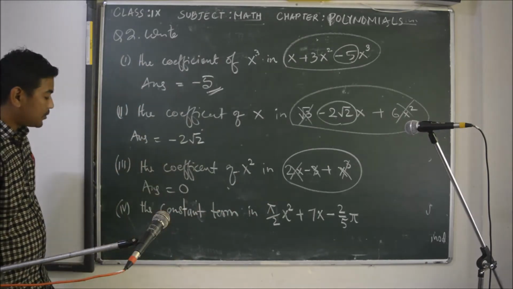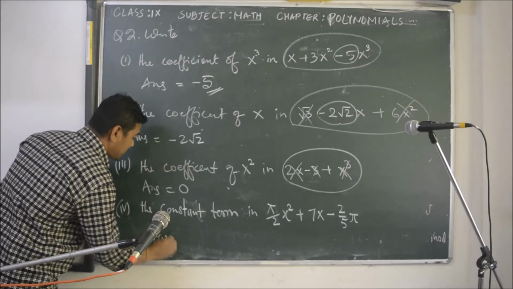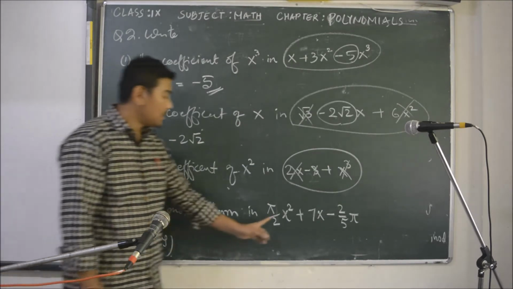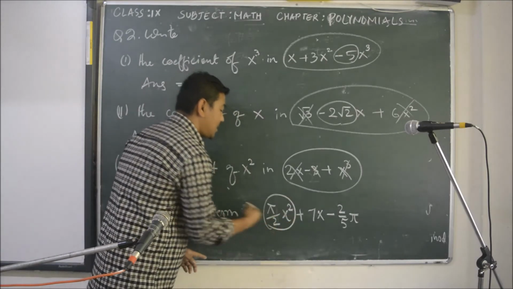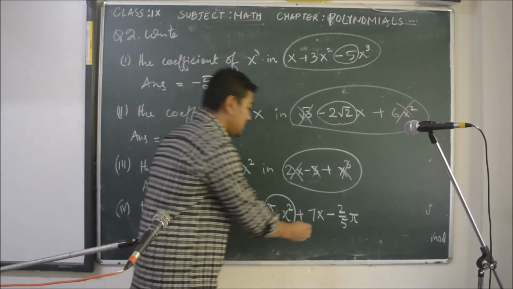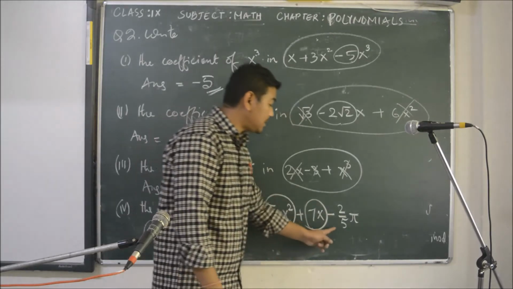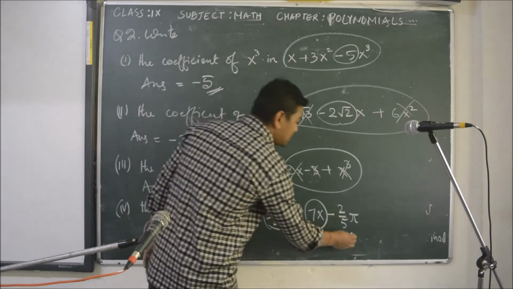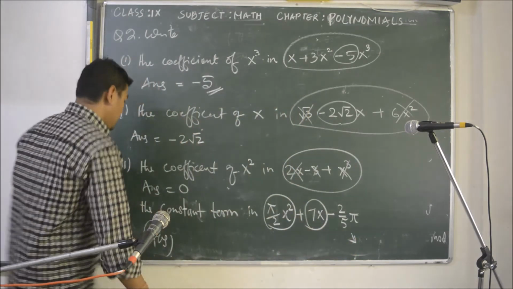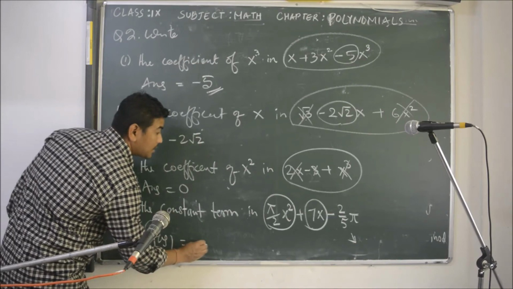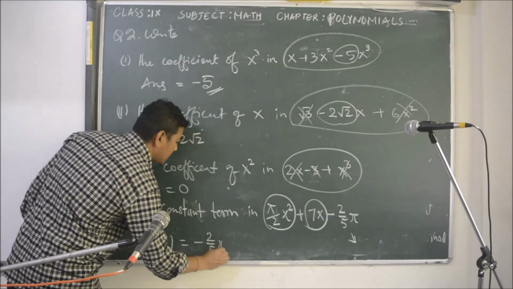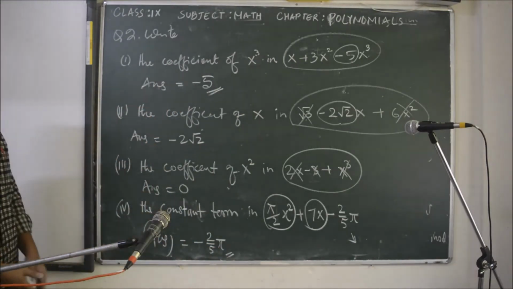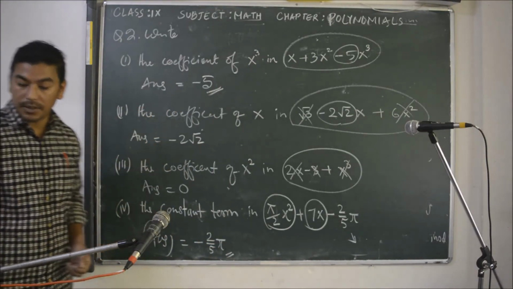Now fourth one, the constant term in the polynomial. Here you have to look for the constant term. Constant term means those terms which do not contain x. This term has x square, x is there. This term also has x, but see the last term here, there is no x. So this term is called constant term. So the constant term here is minus 2 by 5 pi. So this is how you look for the coefficients of different terms in a polynomial.